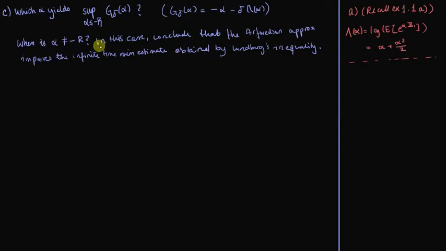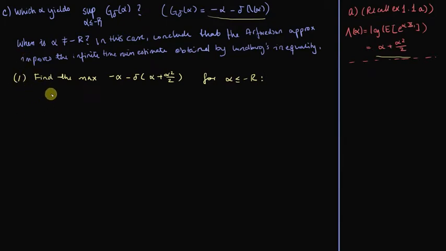So the first question we want to answer is which alpha yields the supremum of this g delta of alpha, where g delta of alpha is given as such, and we have our cumulant generating function from part A of the exercise. So part 1, we want to find the maximum of minus alpha minus delta multiplied by alpha plus alpha squared halves, for alpha smaller than or equal to minus r.